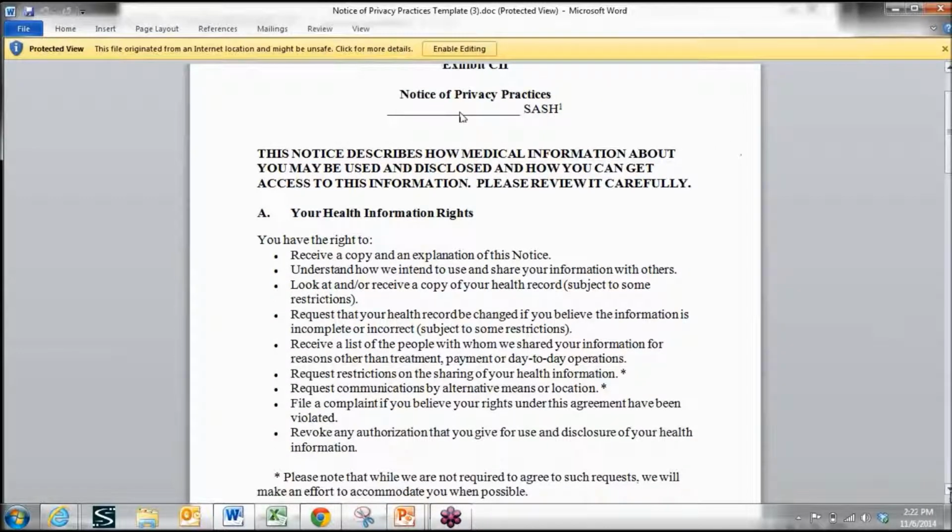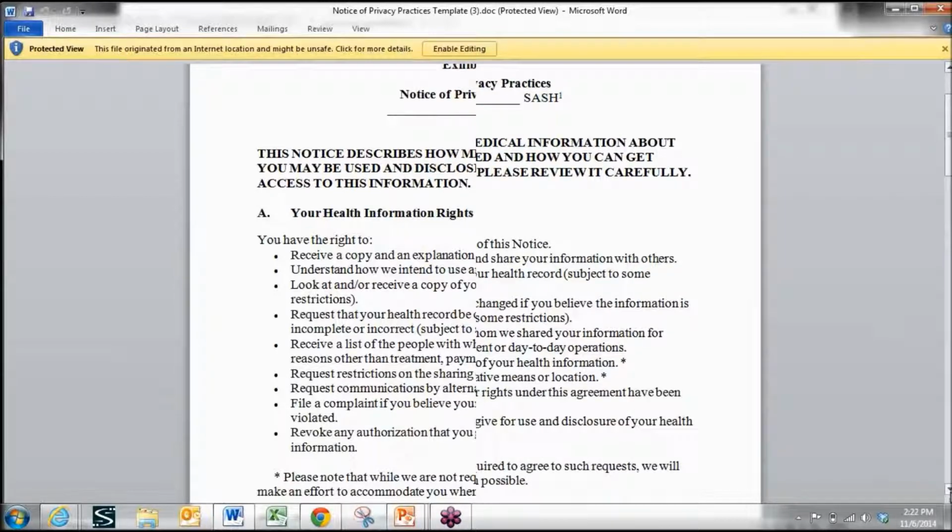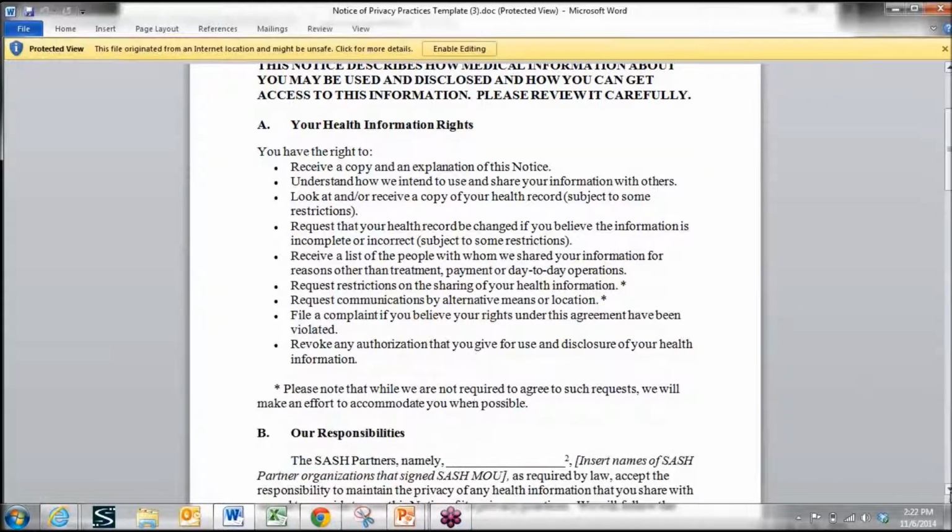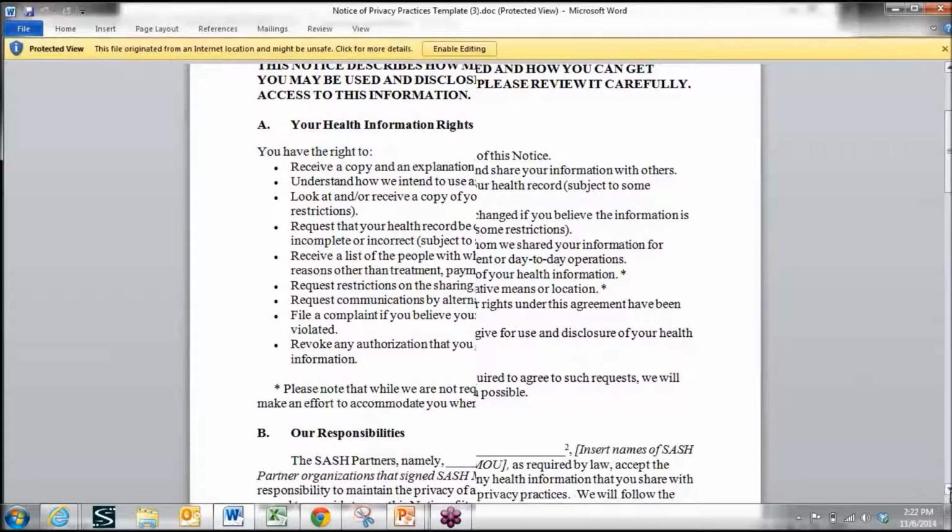It's letting your participant know what their rights are. They have the right to get a copy of this notice, to have a clear explanation of it. If they want to see their health record, the information you're putting in DocSite, we can absolutely print out pages for them. If they want to file a complaint, if they believe their rights have been violated, they have the right to do that. There's lots of other things here.